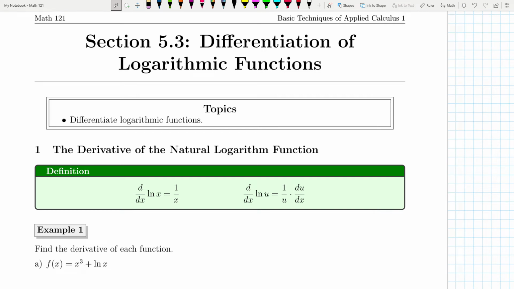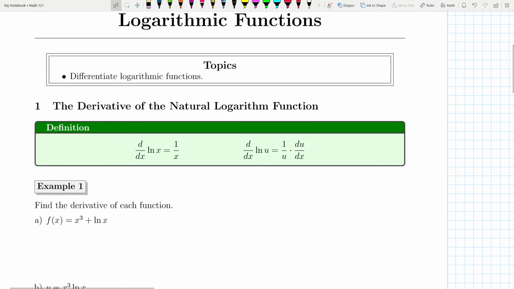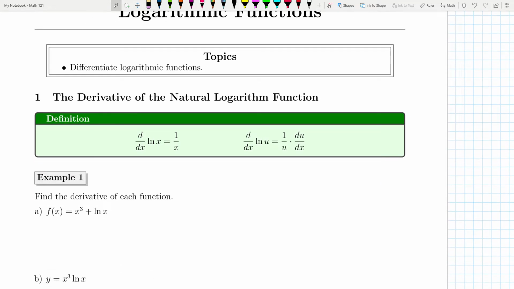Alright, so in this video we go over section 5.3, differentiation of logarithmic functions. This will add more tools to our differentiation rules. And these new tools are to differentiate functions of natural logarithmic functions, at least in this section. And in this case we can have two different cases for differentiating logarithmic functions.